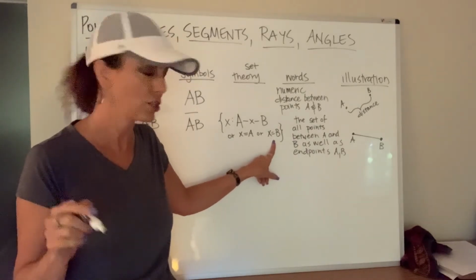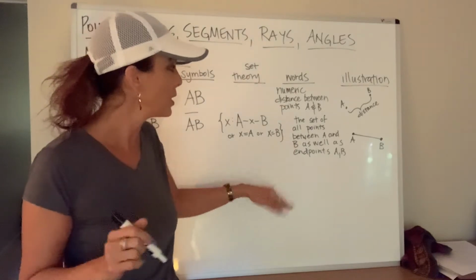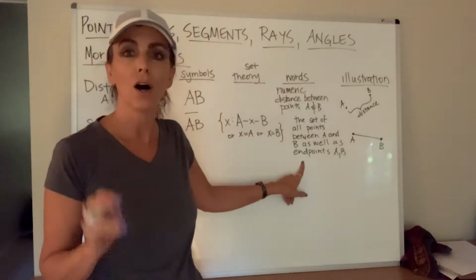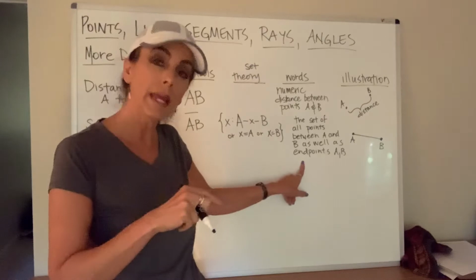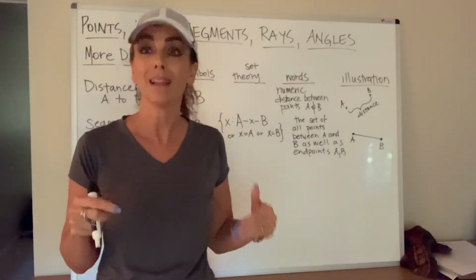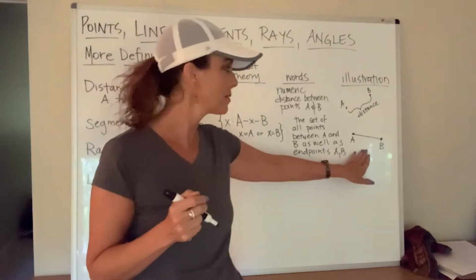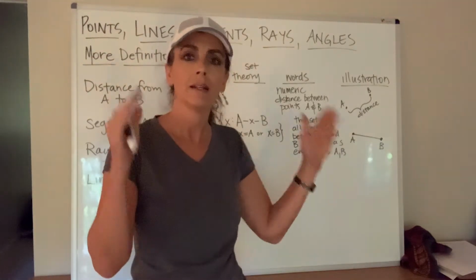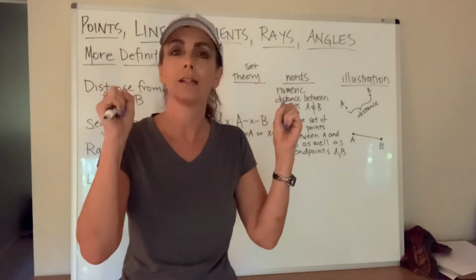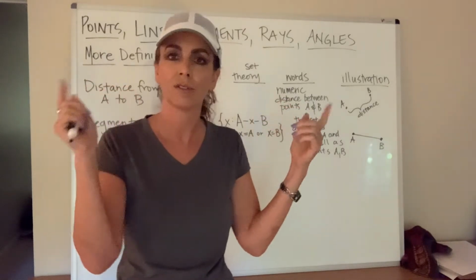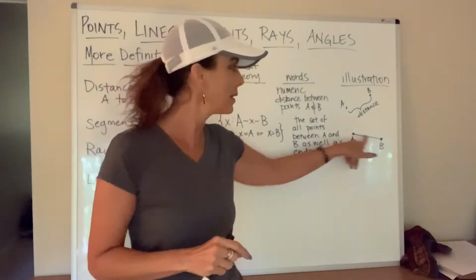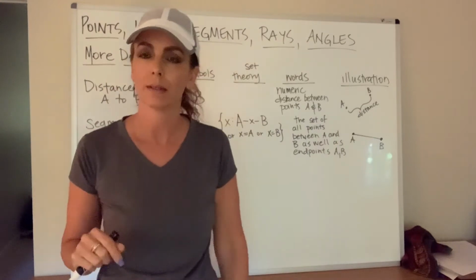See if that makes sense to you. In words, it's the set of all points between A and B, as well as the endpoints A and B. And it looks like this. Here's just a segment. And notice there are points on the ends representing the endpoints. And it's just every single point in between there, as well as those endpoints.